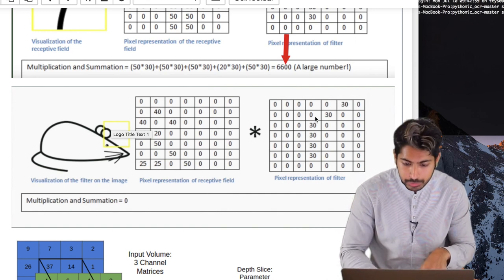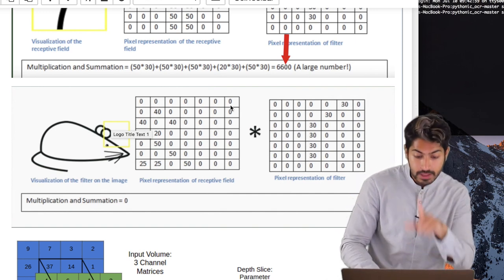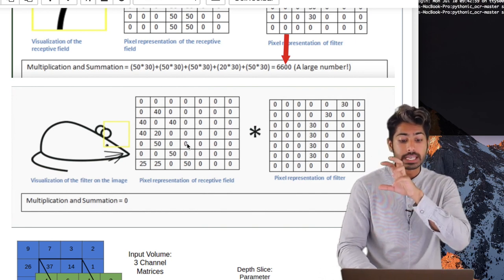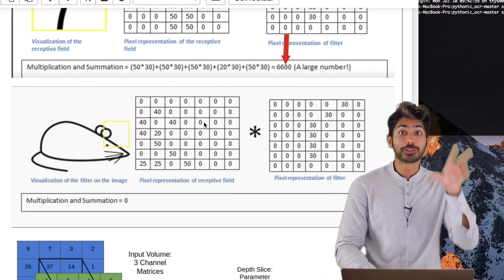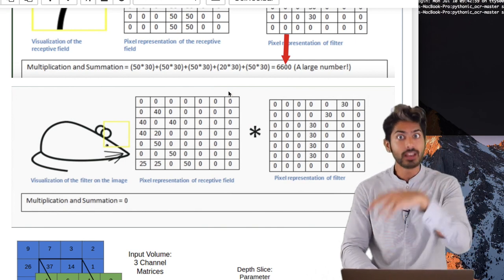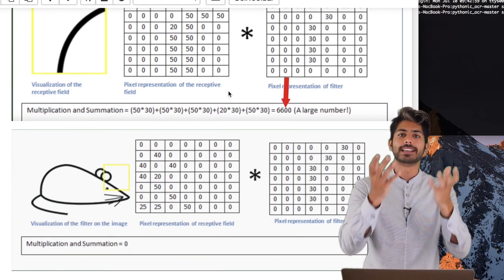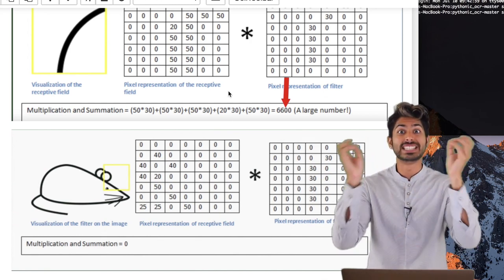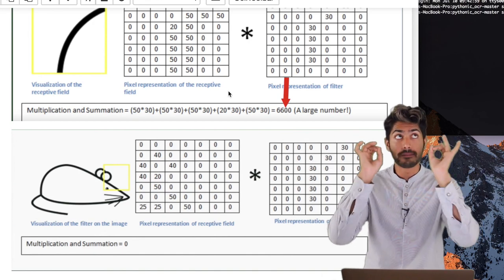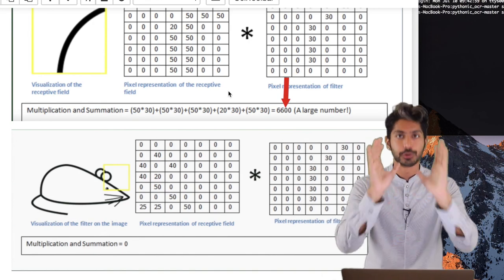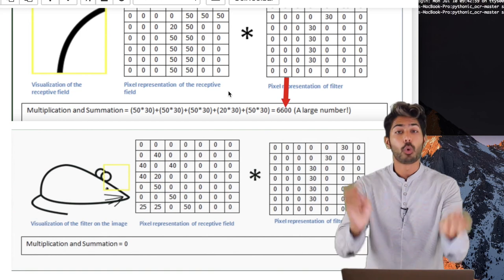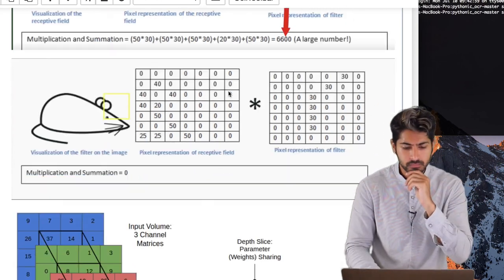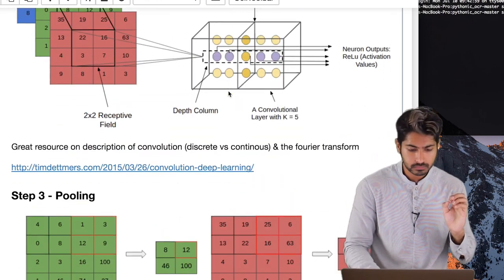Because if you look between these 30, 30, 30 values and the equivalent locations on this pixel representation of the mouse image, these are zeros. And what happens when you multiply zero by 30? You get zero. So that's why it's important that the irrelevant data be zero in the filters that we learn, and in the input images.